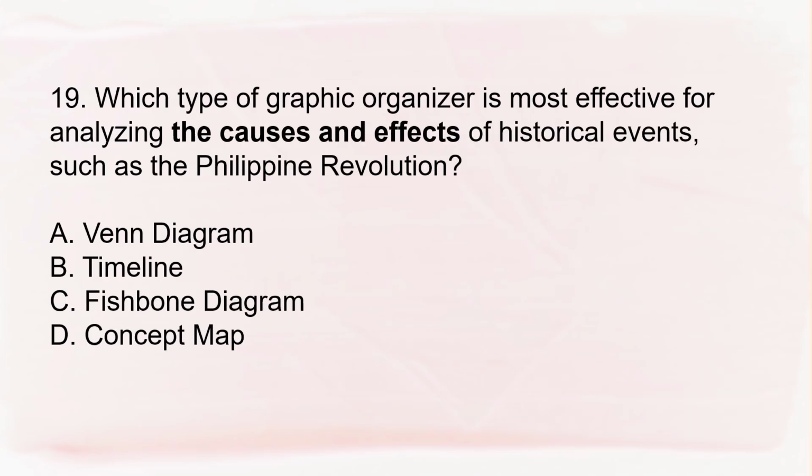Number 19. Which type of graphic organizer is most effective for analyzing the causes and effects of historical events, such as the Philippine Revolution? Letter A. Venn diagram. Letter B. Timeline. Letter C. Fishbone diagram. Or letter D. Concept map.